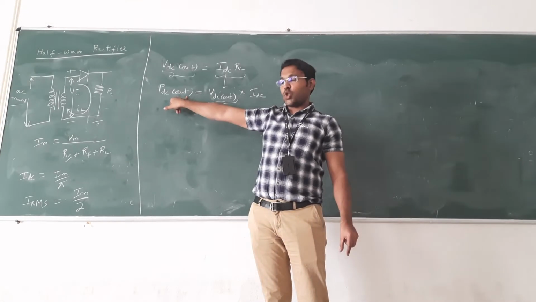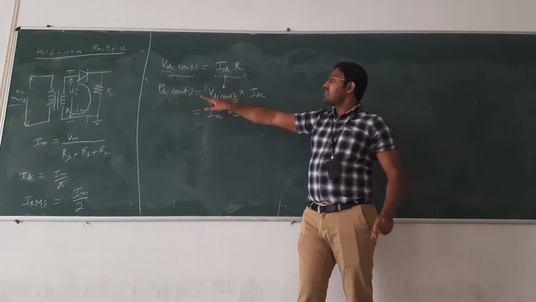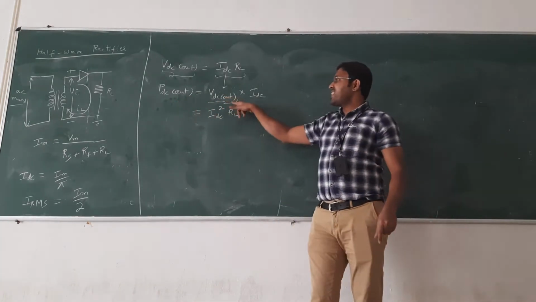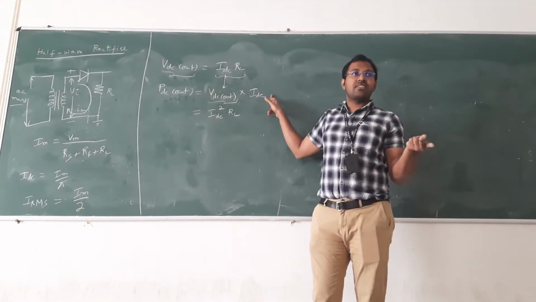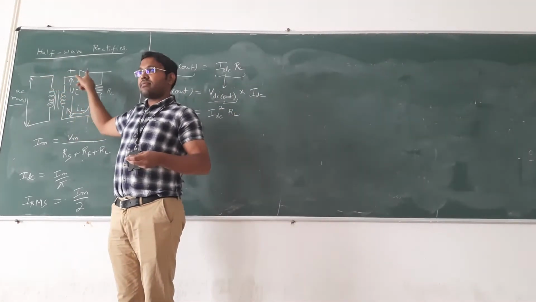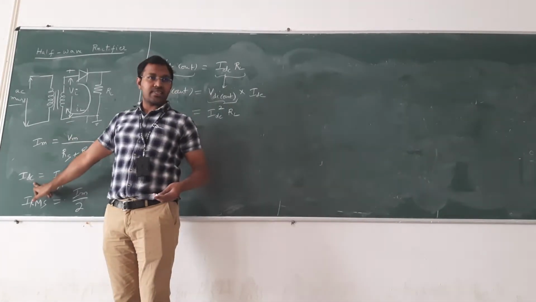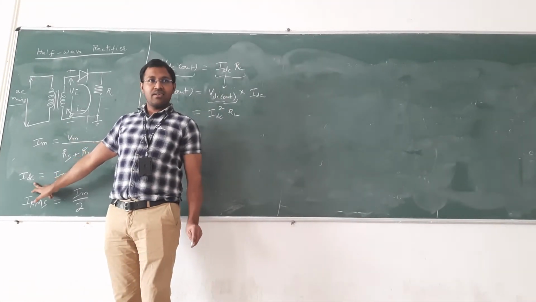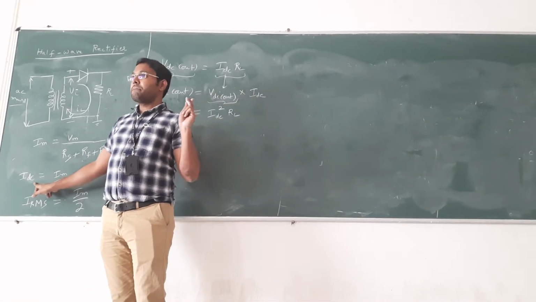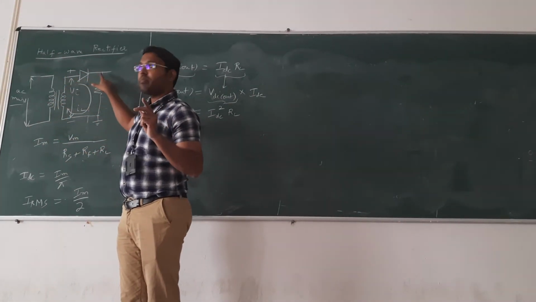So power is voltage into current. So actually DC output power will be VDC out into IDC out. But we have only one current, only one loop. That is the reason we did not mention out here. Clear? If you want to write IDC out, no problem. But because the same current flows through, see, this is a loop.